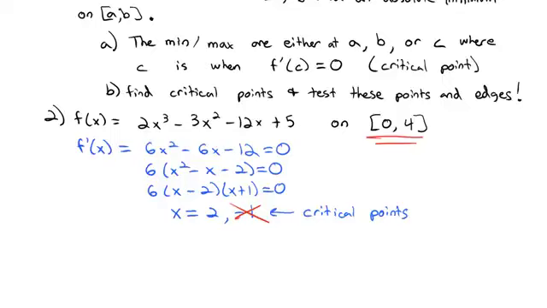So now we know our critical points. We just have to test what is f of the critical point, what is f of the edge, and f of the other edge. One of those is the minimum, and one of those is the maximum, and one we don't really care about. So let's get our calculator.